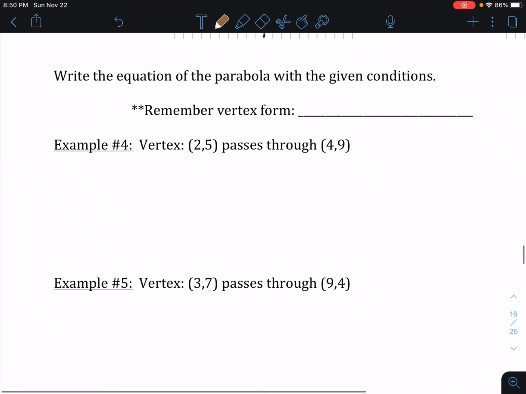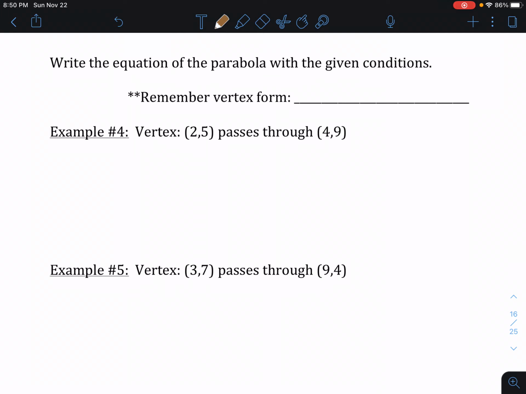Okay, now we're going to do something totally different here. This time we're going to be given a little bit of information. It's going to tell us we have to write an equation of a parabola. And the given conditions in each of these problems, all they're going to tell us is what the vertex is and that it passes through a random point, or a point if we were to draw a parabola. So we're not drawing a parabola here. Again, our goal is to write an equation of the parabola. So we're going to write it in vertex form, our focus today.